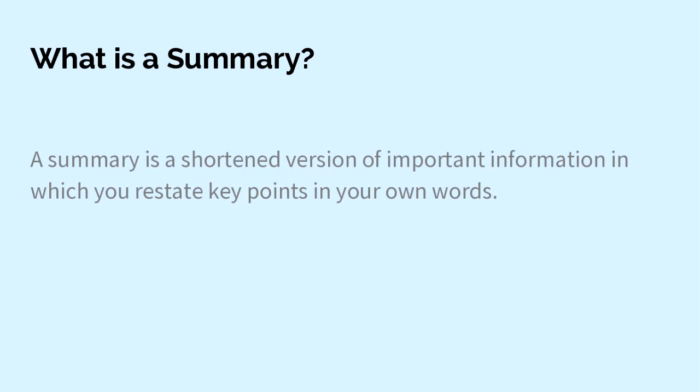Right? The key thing on this, will you guys tell me, what is the key thing on this definition? Shortened version. Okay, what else? Don't plagiarize, restate important info in your own words. Yay, Rebecca. Restate the key points in your own words. In your own words. So you're paraphrasing, you're putting the information in your own words. So remember, for a summary, it's a shortened version, key points, and in your own words.